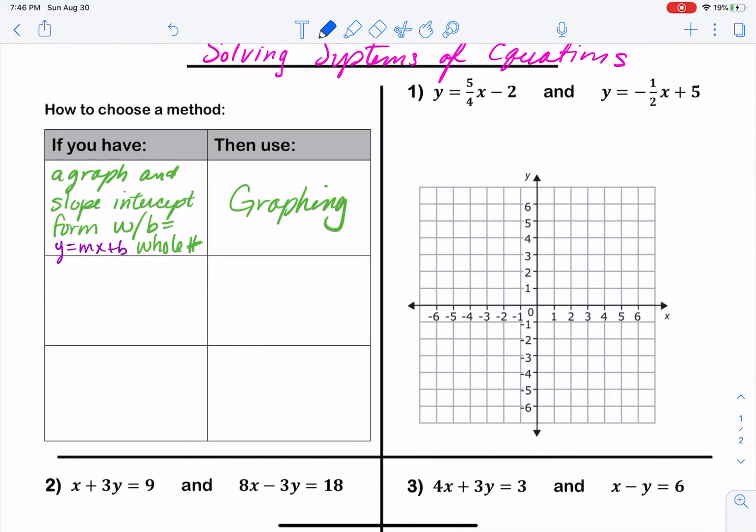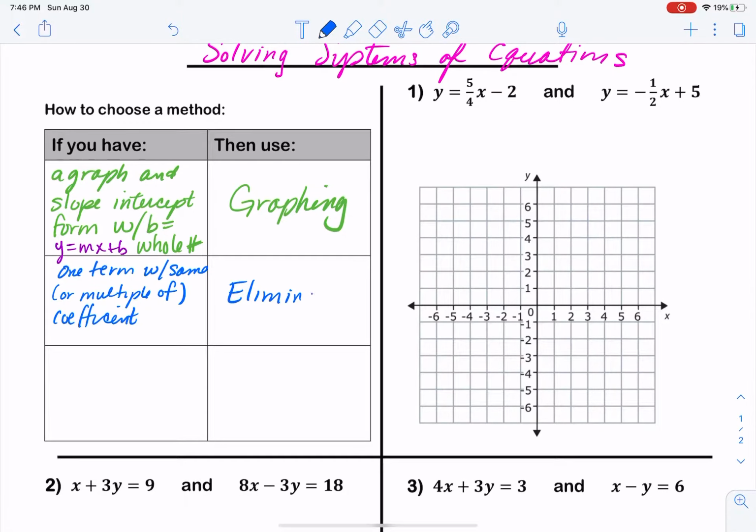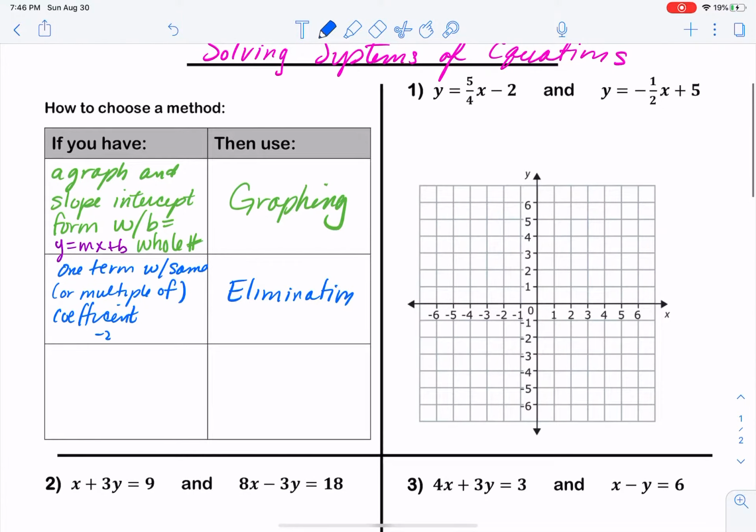If you have one term with the same or multiple of the coefficient, then you can use elimination. So that's like negative 2x and 2x, or negative 3x and 6x for the multiple.